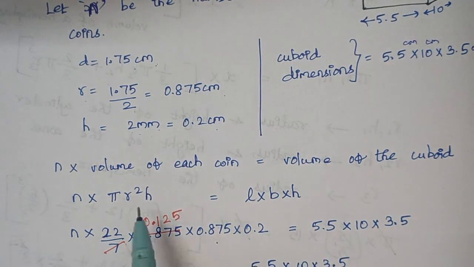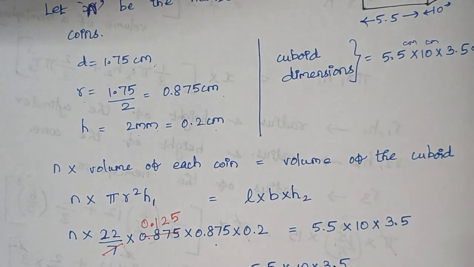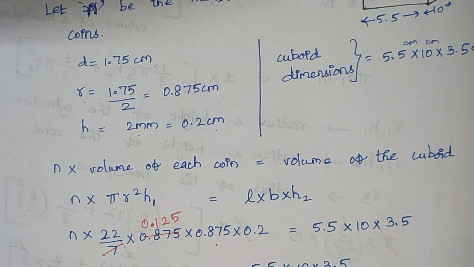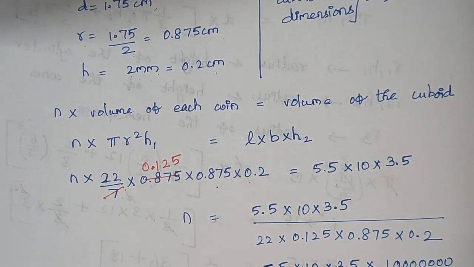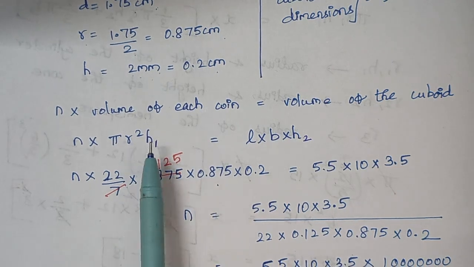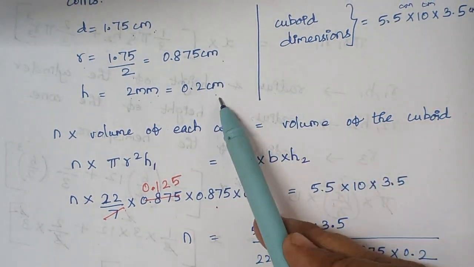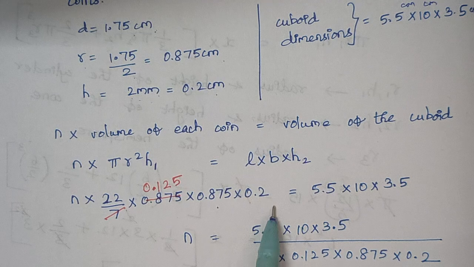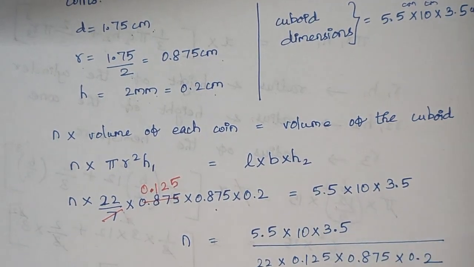Again here we have two h's. If you need, you can write it as h1 and h2 and make a statement: h1 represents the height of the cylinder and h2 represents the height of the cuboid. Now just substitute the values. We know the value of radius and height of the coin, which is a cylinder, and the dimensions of the cuboid are directly given in the problem.